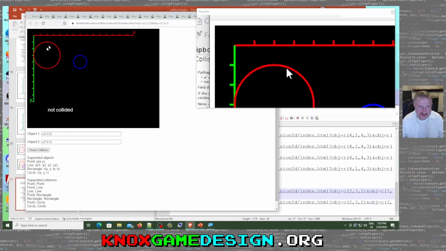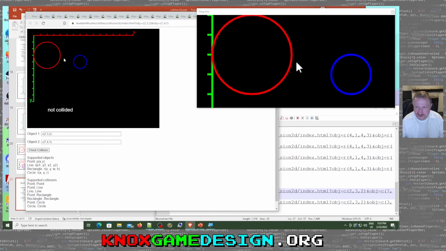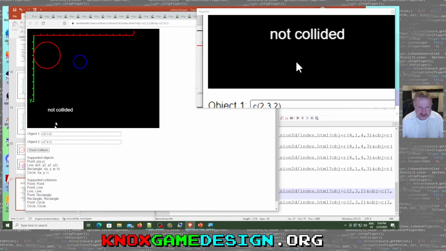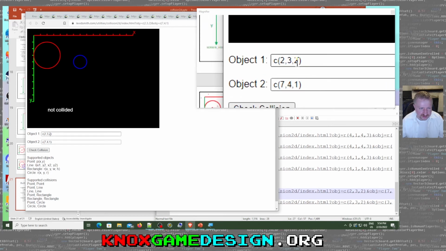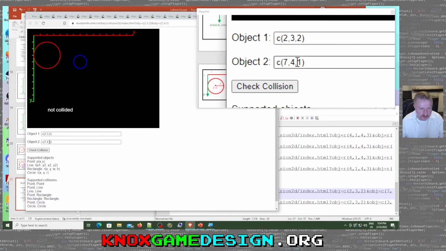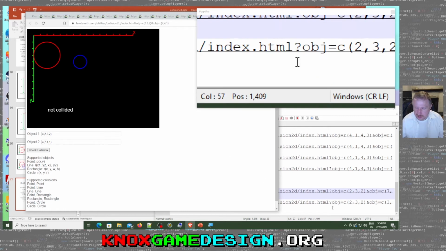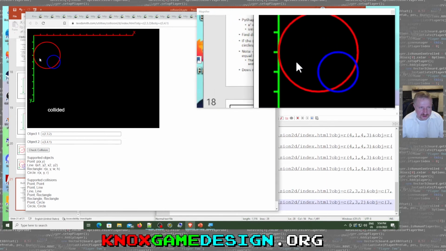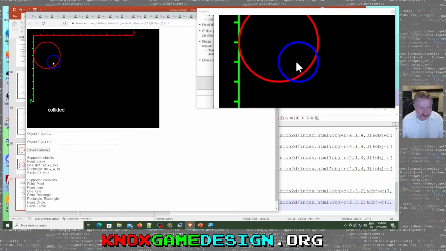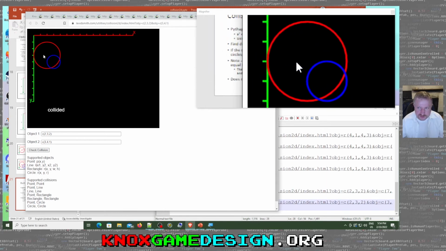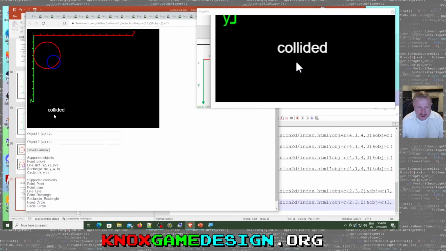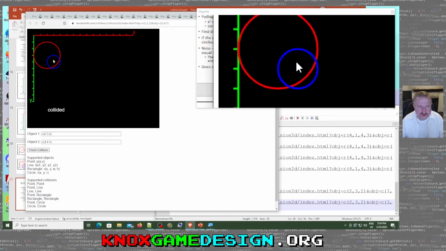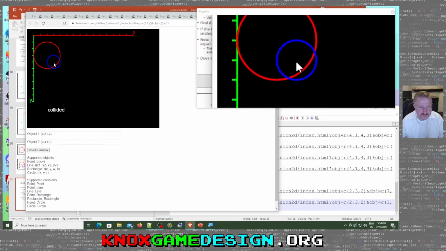And here's the circle collision. We're checking the distance between the two centers. I don't have the center points on here. But you can see these two don't collide. Circle 2, 3 with a radius of 2 and circle 7, 4 with a radius of 1. They don't collide. But these two do collide. 2, 3 with a radius of 2 and 3, 4 with a radius of 1. Those two do collide because the sum of the radiuses is greater than the distance between the two center points.